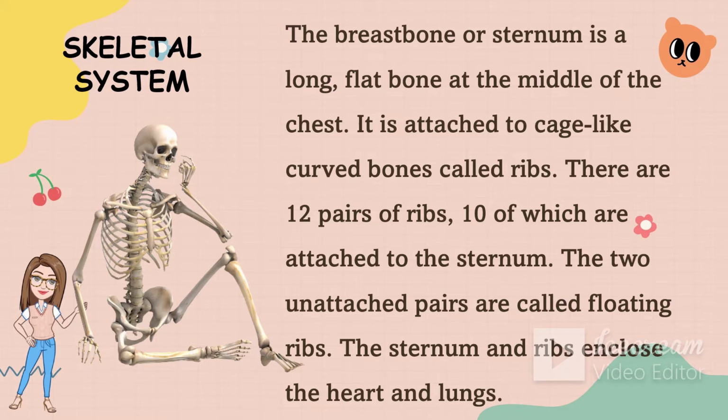The breastbone or sternum is a long, flat bone at the middle of the chest. It is attached to cage-like curved bones called ribs. There are 12 pairs of ribs, 10 of which are attached to the sternum. The two unattached pairs are called floating ribs. The sternum and ribs enclose the heart and lungs.